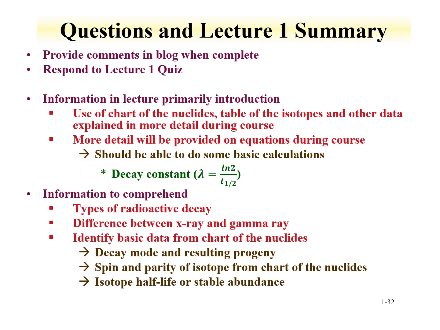The information that you should be expected to comprehend from this lecture includes the types of radioactive decay, the difference between an X-ray and a gamma ray, and you should be able to identify some basic data from the chart of the nuclides. This includes decay mode and progeny, spin and parity of isotopes, and an isotope half-life or the stable abundance of that isotope. You should also be familiar with the history of nuclear physics research that resulted in radiochemistry.